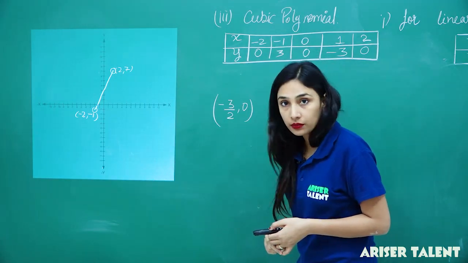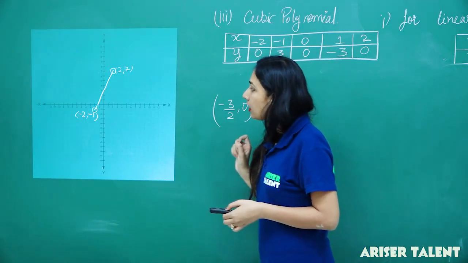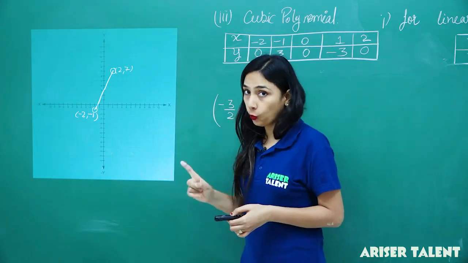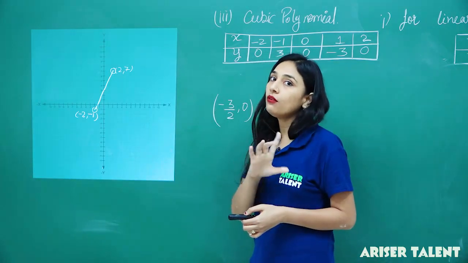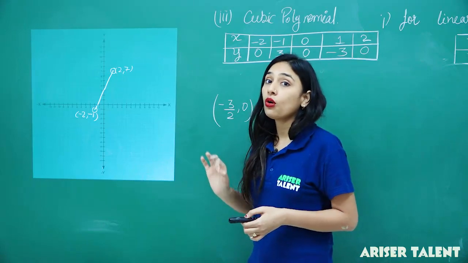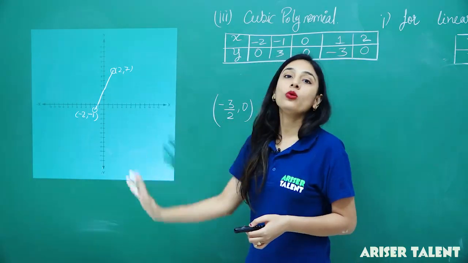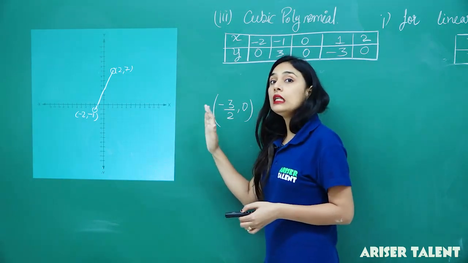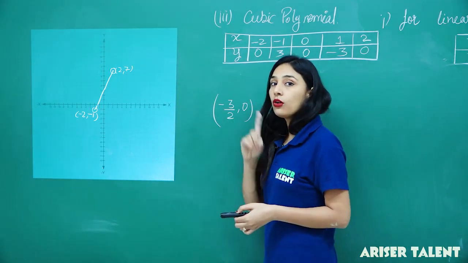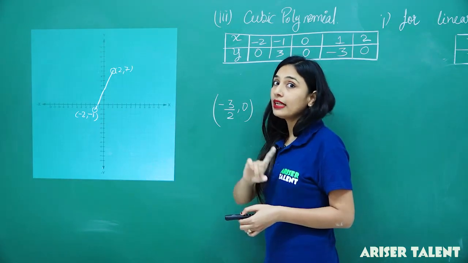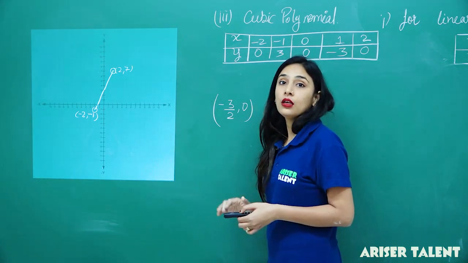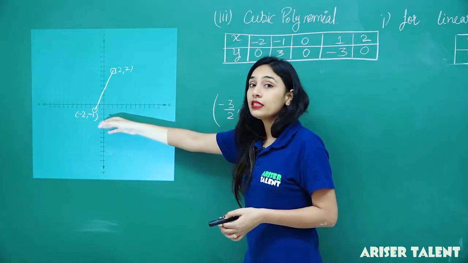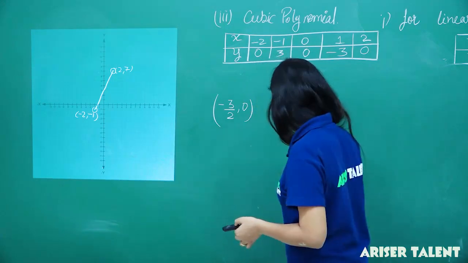And this minus 3 by 2 is the zero of the polynomial. Now you can clearly see that if you are having a linear polynomial, you are going to have only 1 zero of the polynomial, not more than that. If you are having a linear polynomial, at most you will get only 1 zero of the polynomial. You can see this here also, right?